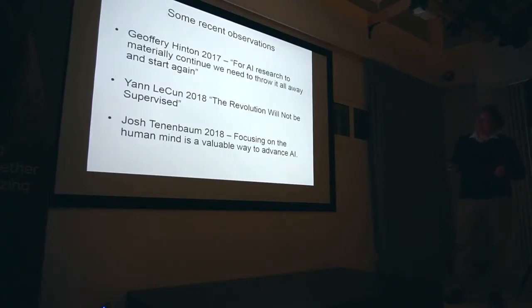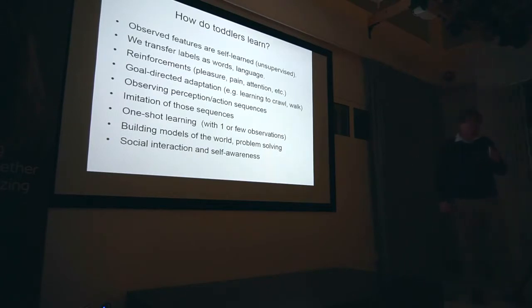So, some recent observations. Geoffrey Hinton, one of the inventors of backpropagation, is saying that for AI research to continue, we need to throw it all away and start again. That's a pretty bold comment. And Yann LeCun, one of the inventors of convolutional networks, is saying the revolution will not be supervised. And Josh Tenenbaum at MIT is doing work on toddler and infant cognition, and he's saying that focusing on the human mind is a valuable way to advance AI. So how do toddlers actually learn?